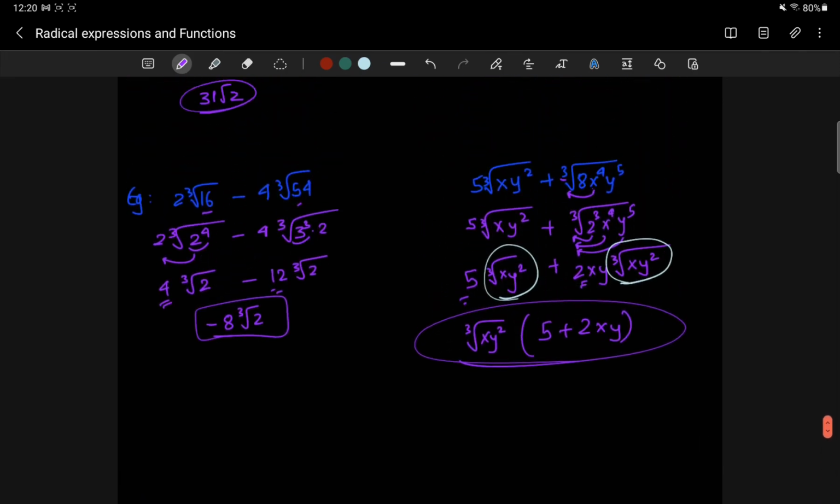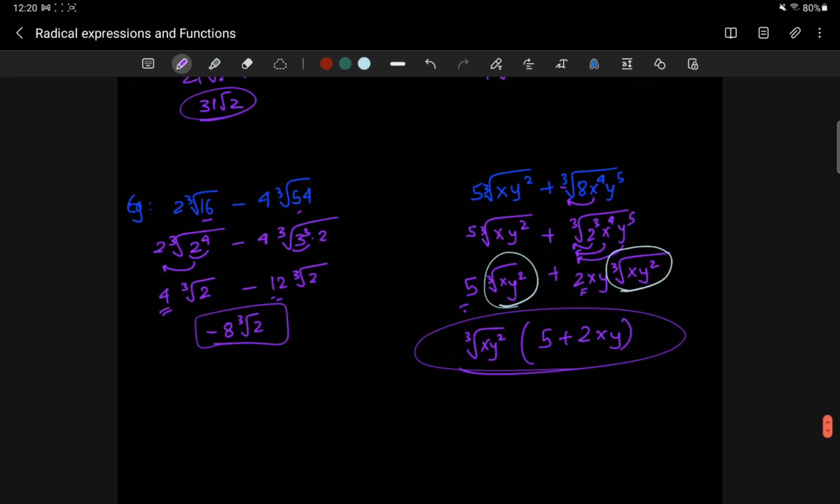Okay, so that's about addition and subtraction. Just remember that things may not look like they might combine, but as long as you factor them, whatever can combine will come out to contain like terms. Okay, that's it in this video.